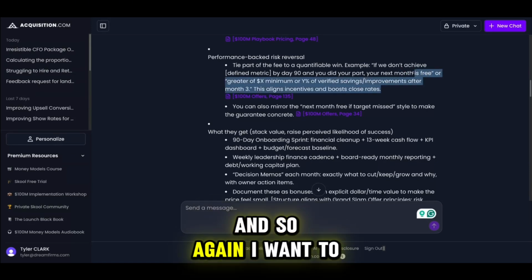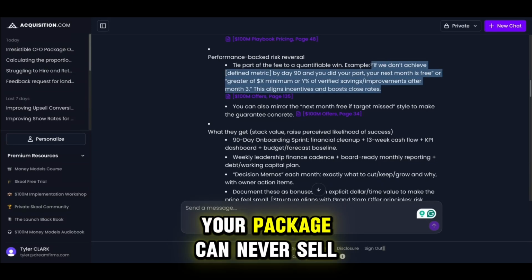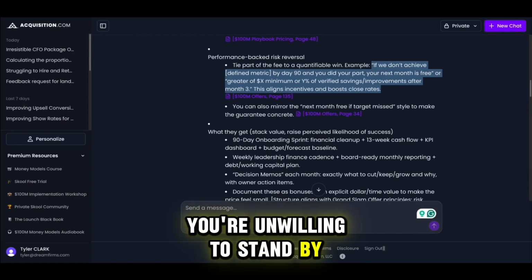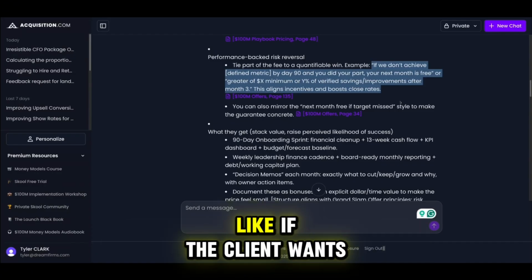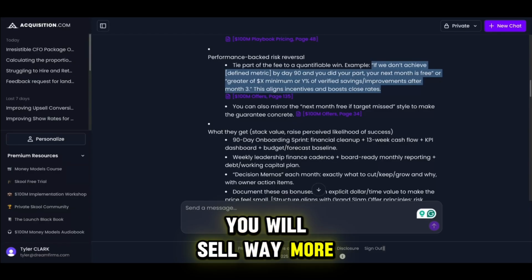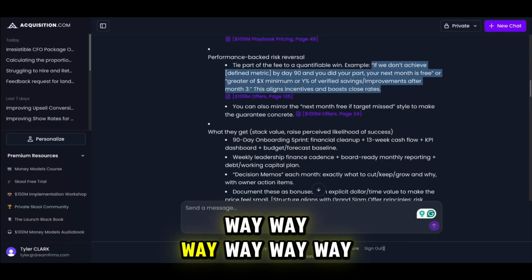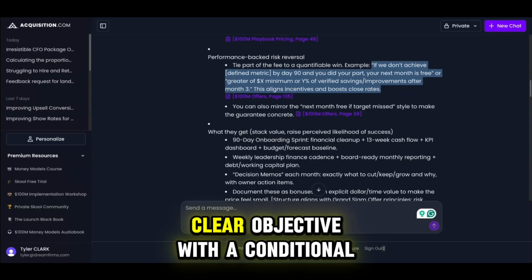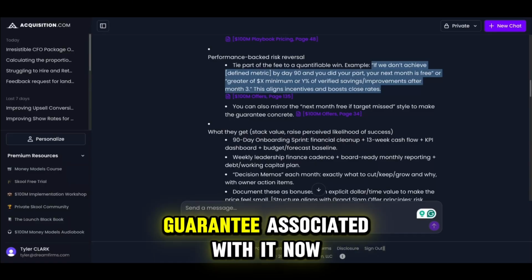And so again, I want to just emphasize, your package can never sell itself if the promise you make you're unwilling to stand by and the client doesn't actually want. If the client wants it and you say, I will stand by this promise, you will sell way more of these, like way more of them, because it's a defined, clear objective with a conditional guarantee associated with it.